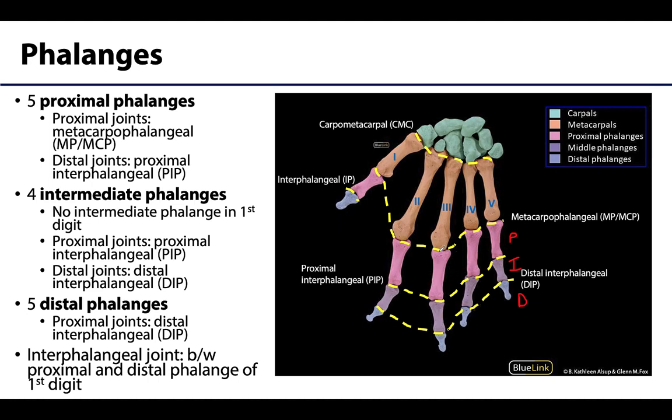The joints between the proximal and the intermediate phalanges of digits 2 through 5 are referred to as the proximal interphalangeal or PIP joints. And the joints between the intermediate phalanges and the distal phalanges are referred to as the distal interphalangeal or DIP joints. Since there is no intermediate phalange associated with the first digit, the joint between the proximal and the distal phalange is just referred to as the IP, or the interphalangeal joint.